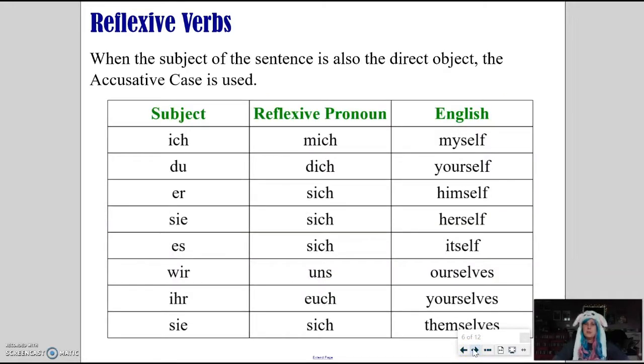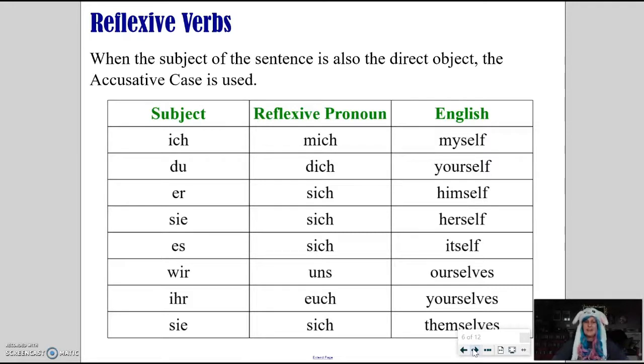When the subject of the sentence is also the direct object of the sentence, we use the accusative case. And this is what we have always done when we have a direct object. The direct object is in the accusative case. Now we're going to be talking about the reflexive pronouns being in the accusative case. The pairings that you see here should be taken down in your notes, so pause the video and write these down.